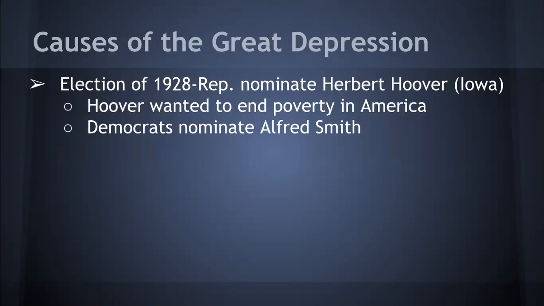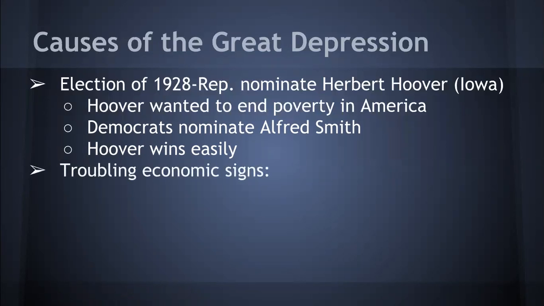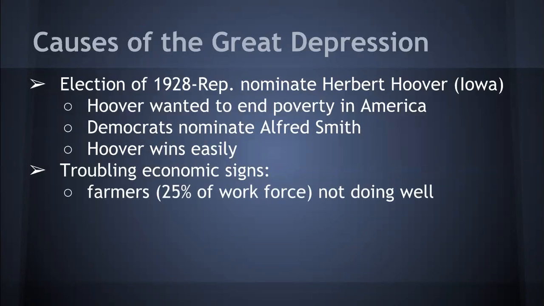So the Democratic nominee was Alfred Smith. And Hoover won this election rather easily. Remember, the Republicans had been in power throughout the 1920s, and it appeared to be a pretty prosperous decade. So America felt that there really was no need for change at that point. Despite the fact that there were some troubling economic signs that were either ignored or people just didn't really understand them in a lot of cases. You know, the average person just didn't really see these as troubling signs.